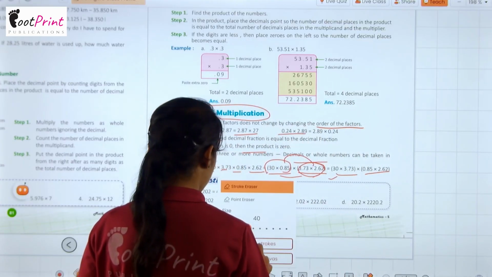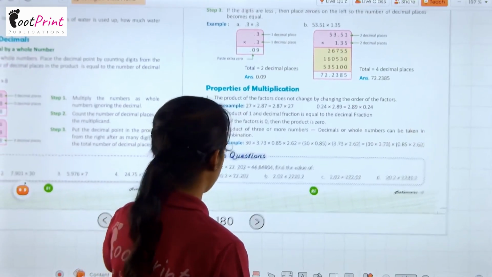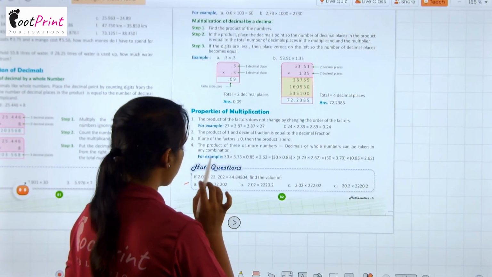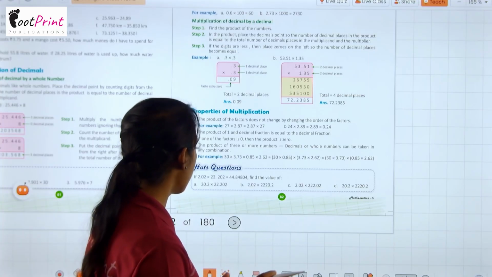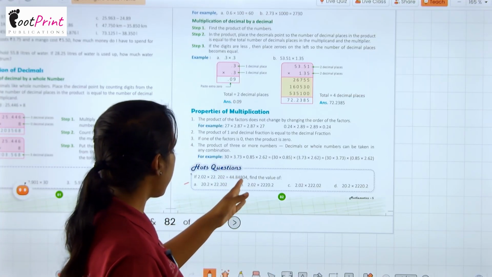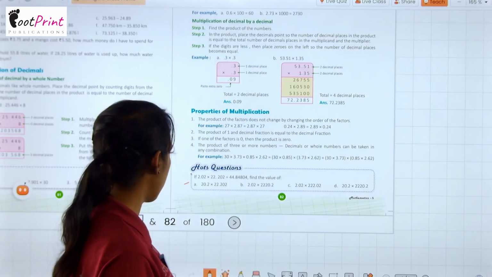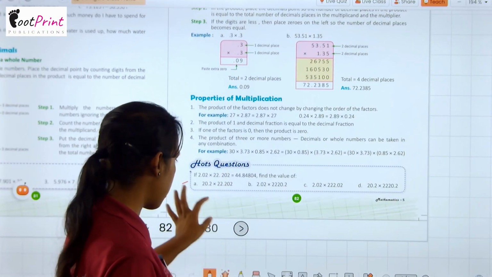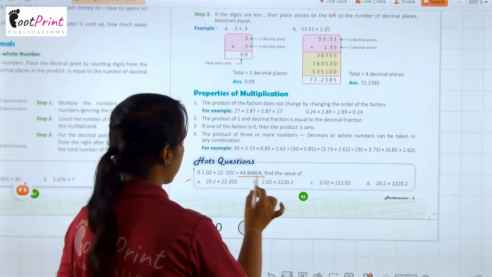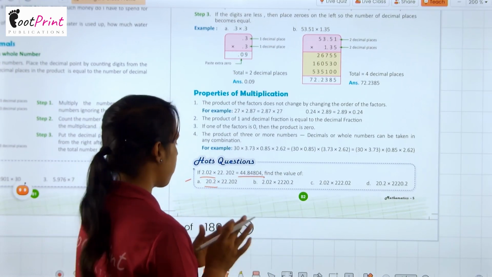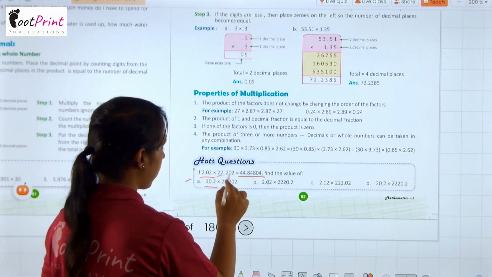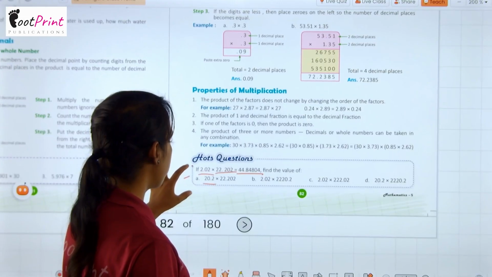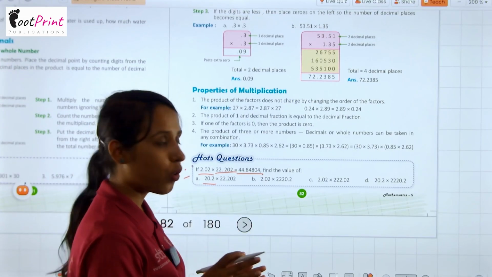So now here some hot questions are given. Let's solve it. Here if 2.02 into 22.202 equals 44.84804, find the value of... तो हमें क्या करना है, इसकी वैल्यू निकालनी है. बस हमें क्या करना है, आंसर तो सेम ही आएगा क्योंकि नंबर सेम है. 2 डेसिमल को हटा देते हैं तो 202, here 22202. So numbers are the same. What is the role of decimal here.